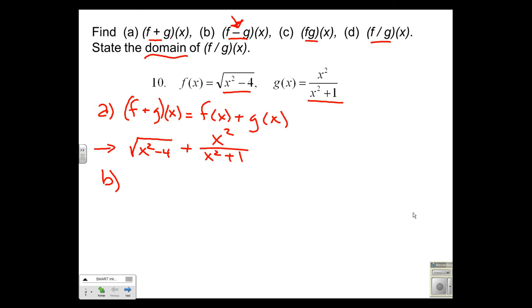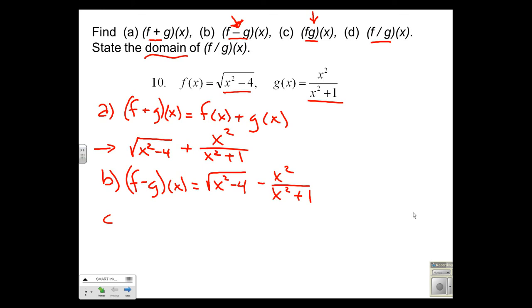So here's subtraction. F minus g of x is f of x, the square root of x squared minus 4, and here's the hard part, minus x squared on x squared plus 1. So we can see subtraction is just a lot harder. And then it isn't until years later that we talk about multiplication. Well, multiplication must be pretty hard.